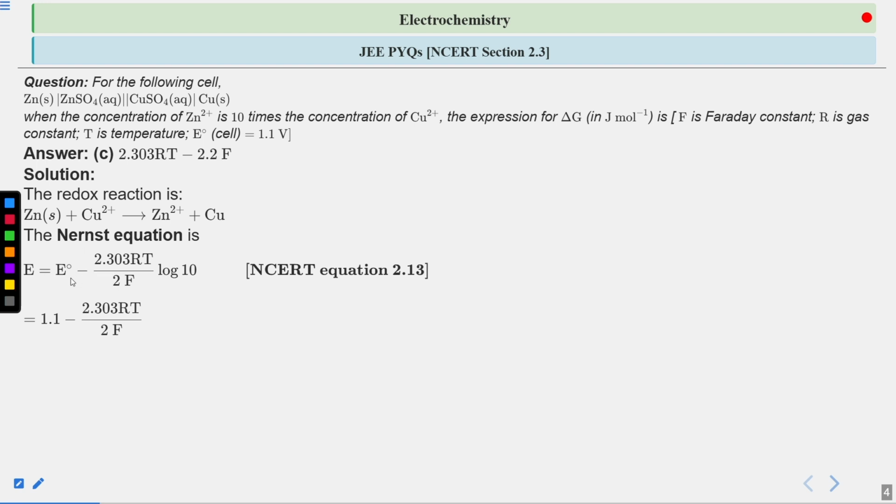Now the E naught, the standard potential, is already given in the question, which is 1.1. So 1.1 minus 2.303 RT by 2F, because log 10 is 1, because the log base is already 10. When the base and the value are the same in the log term, then the value of the overall log will become 1. So log base 10 of 10 is equal to 1. So that's why we multiply it by 1, and as it is will come here. So E, that is the overall cell potential, will be equal to this much.